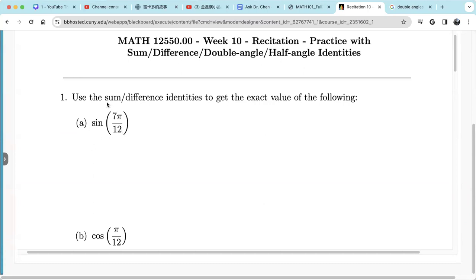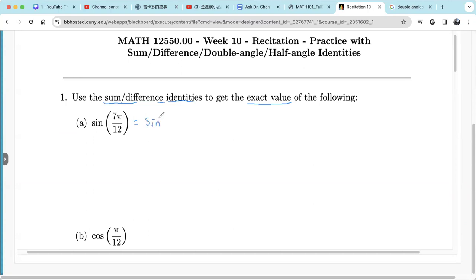So let's see the first one. We want to use sum or difference identities to get an exact value. So we don't want to use a calculator to approximate. We want to get an exact value. Okay, so this one, we want to use the sum of sine of two angles.